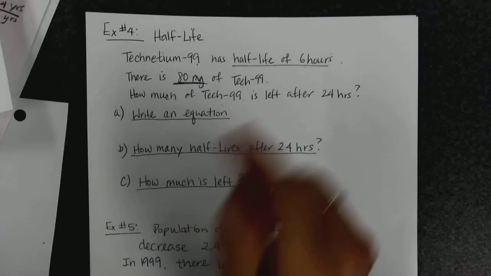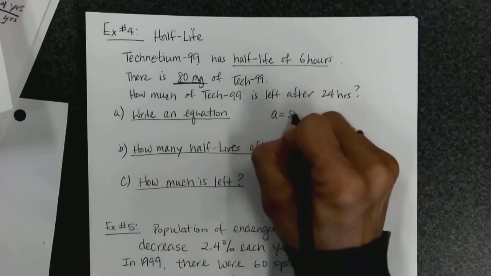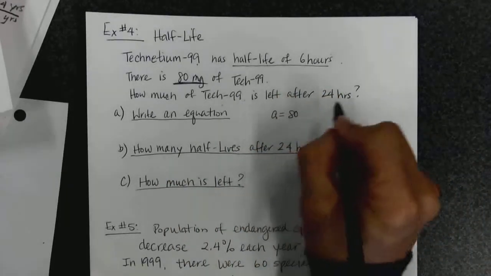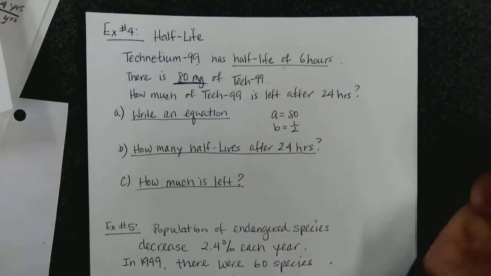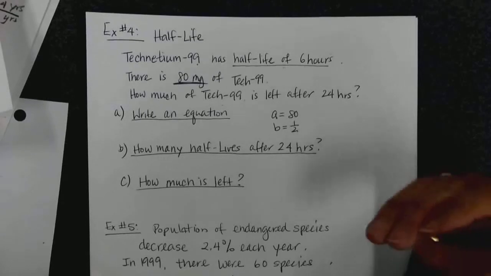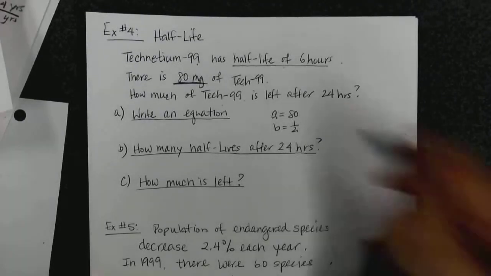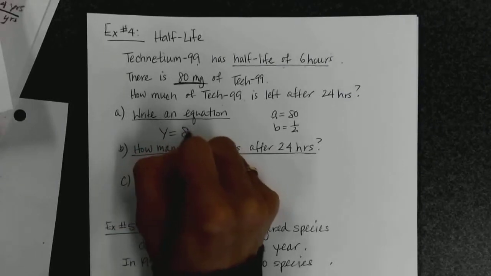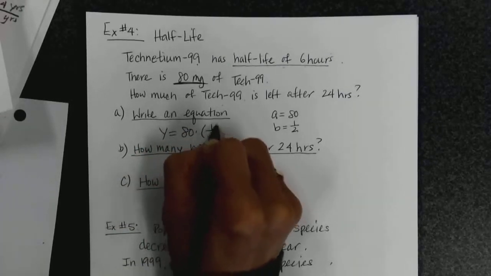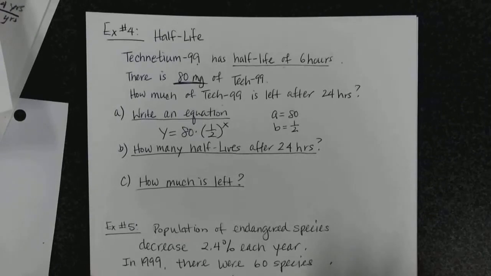So we're going to start the same thing again. Our initial amount is 80 milligrams. And because this is half-life, B will always be half. That's how it cuts in half. How does it decay? By half. So B is half. So my equation will be y equals 80 times 1/2 to the x power.